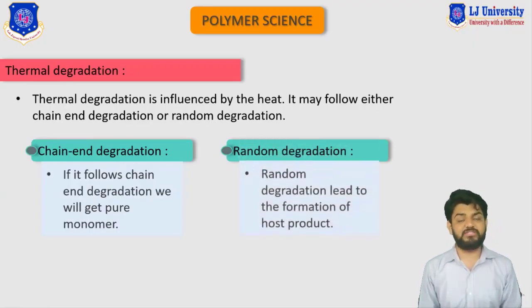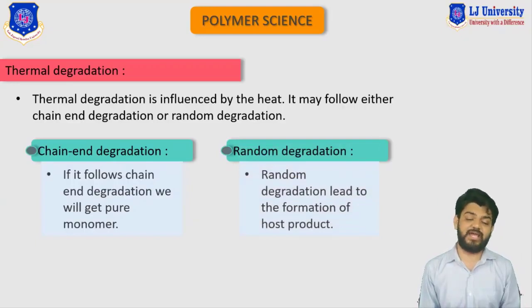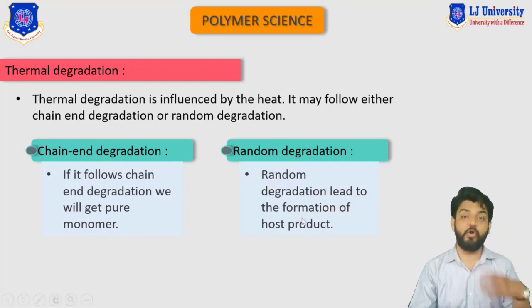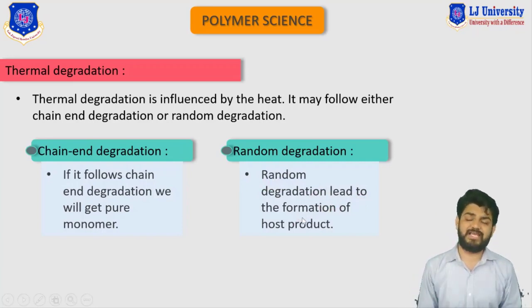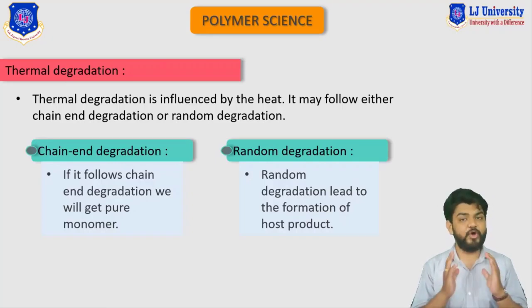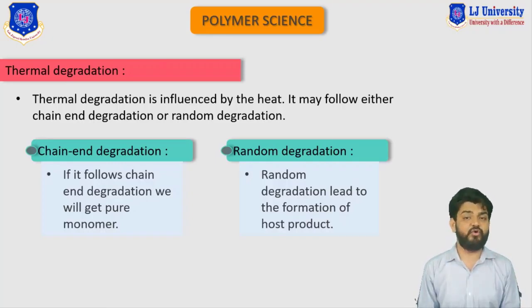So what happens with thermal degradation in the case of random degradation? You can see here that random degradation leads to the formation of a mixed product. So we can say that with this type of degradation, we are not going to get a pure monomer, but a group of monomers which is released on the application of heat, and it is ultimately termed the thermal degradation process.